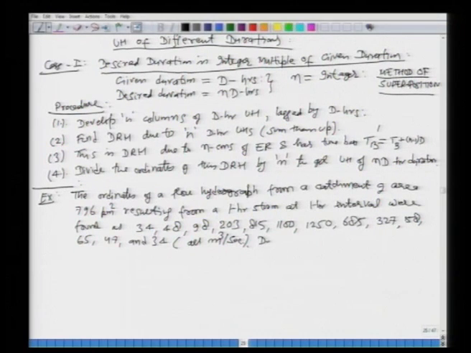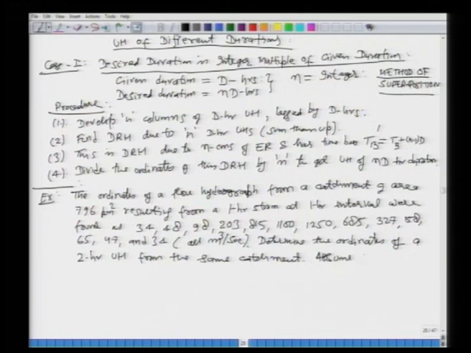What we have to do is determine the ordinates of a two-hour unit hydrograph from the same catchment. Assume constant base flow of your 34 meter cube per second.